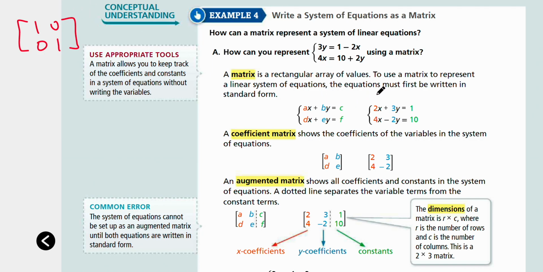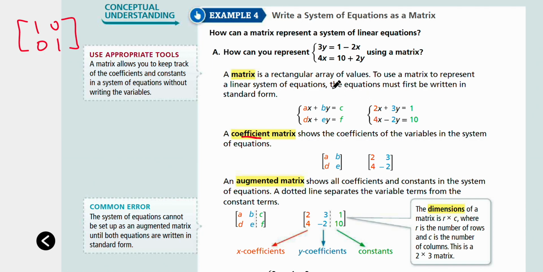Let's look at part A. How can you represent 3y equals 1 minus 2x and 4x minus 10 equals 2y using a matrix? In the coefficient matrix, a coefficient is any number in front of the variable. A coefficient matrix shows the coefficients of the variables in the system of equations. A matrix can mean a lot of different things, but a coefficient matrix shows only the coefficients in front of these variables.